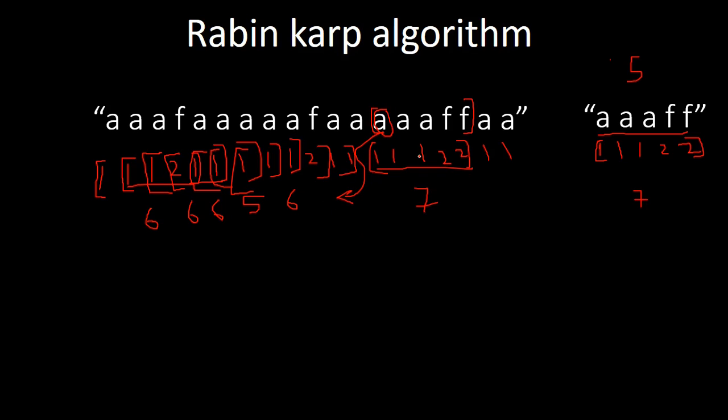But I will clarify: we will not assign a equals 1. Actually, we can use the ASCII value for it. Instead of assigning an integer to each character, we can use the pre-assigned integers of the characters, which is called the ASCII value. So inside the code, we are going to use the ASCII value of a, the ASCII value of f, and the other characters. I hope you understand how it works. So let's understand the code.